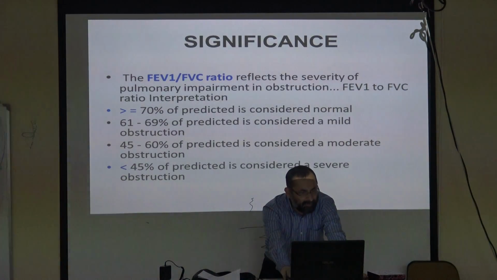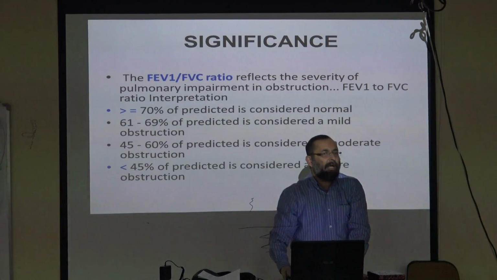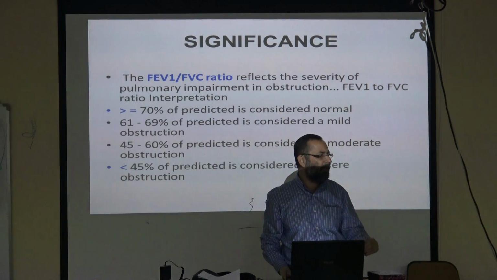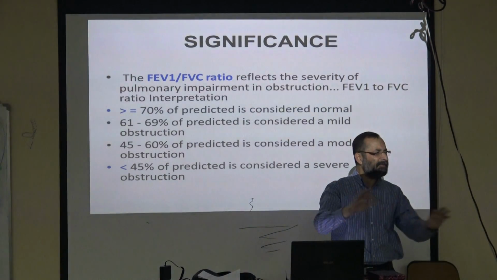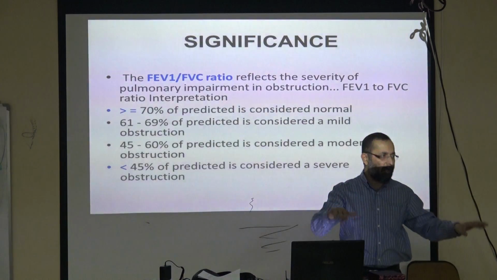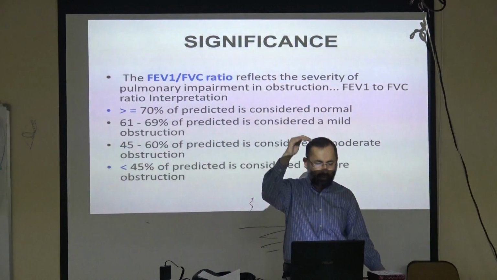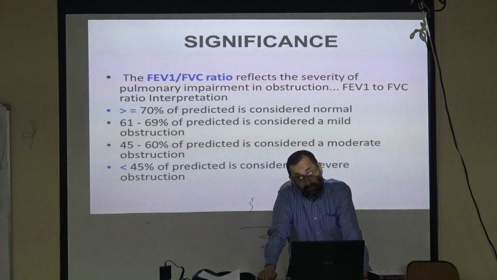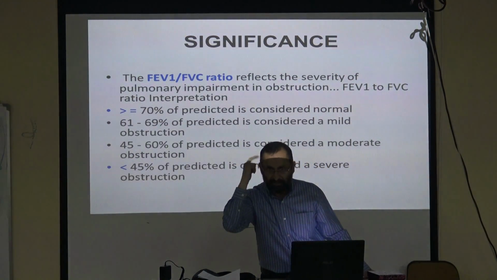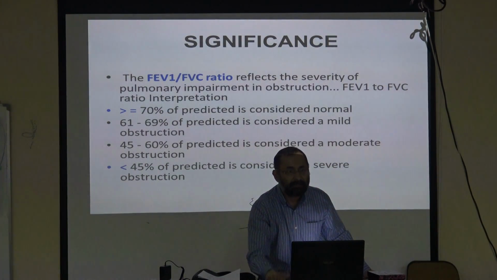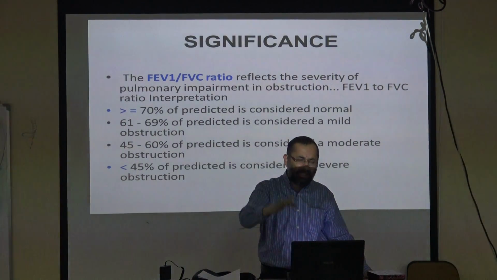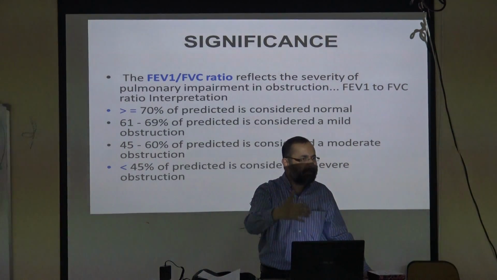70% of the predicted, greater than or equal to 70%. If you are going below 70%, normally we have 75%, okay, 80%, but from 70 to 80% it's okay. We are normal. We don't have any obstruction. If you are going below 70, then it is the beginning of the obstruction. So you have a percentage in mind. If you are going below 70%, this is the beginning of obstruction.